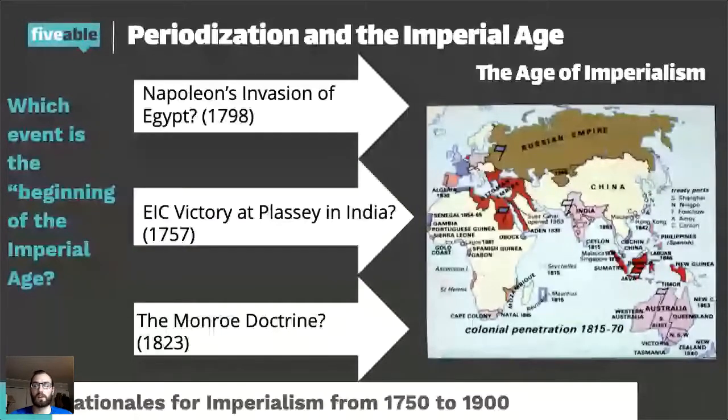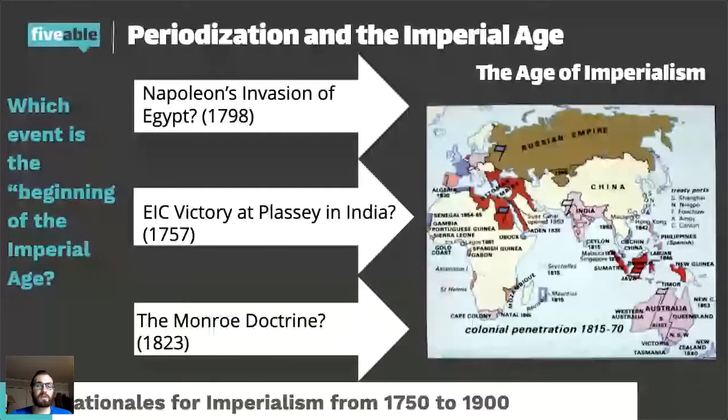But if we were going to look for a single event in human history, which of these would be the event? The reason I've included these three events is because different authors that I've read on the topic of imperialism each cite one of these events as the beginning, if you will, of the age of contemporary imperialism. And so I've thrown these up there to show that when the age of imperialism begins is sort of a perspective thing.